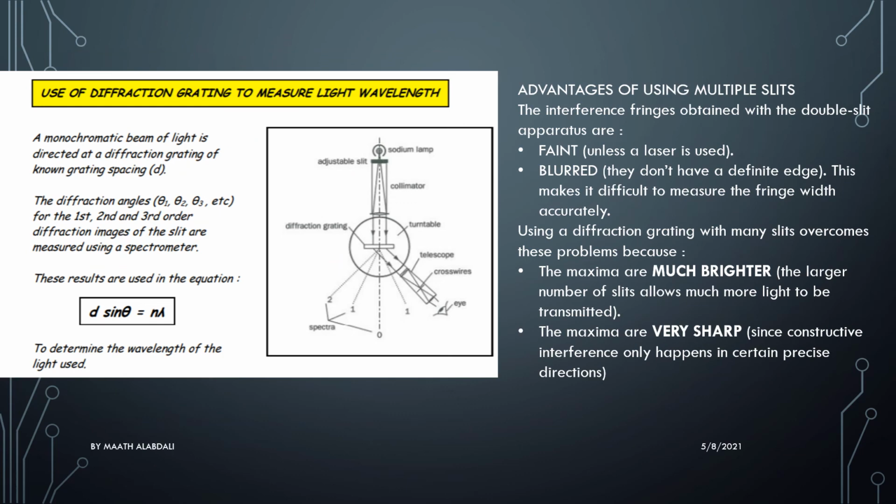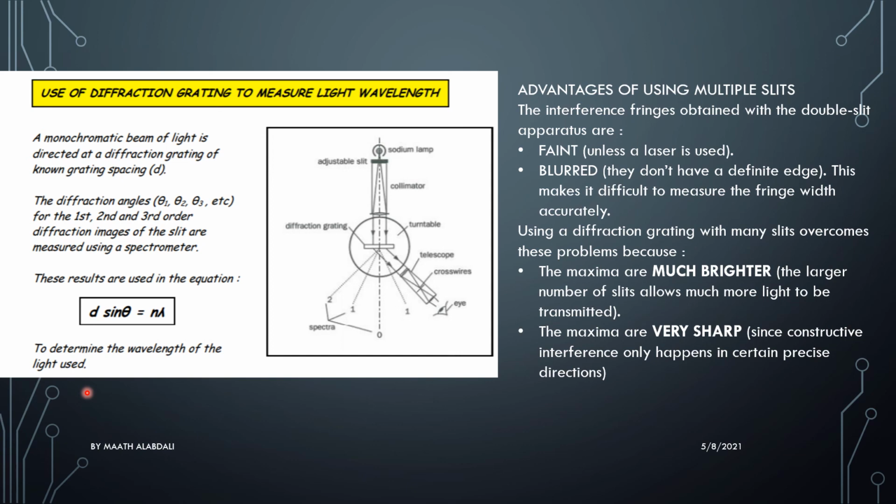The diffraction grating is used to measure the wavelength of light. A monochromatic beam of light is directed at the diffraction grating of grating spacing d, and diffraction angles theta 1, theta 2, theta 3, etc. are measured for the first, second, and third order. The results are then given in the equation d sin theta equals n lambda. This is used to determine the wavelength of light.